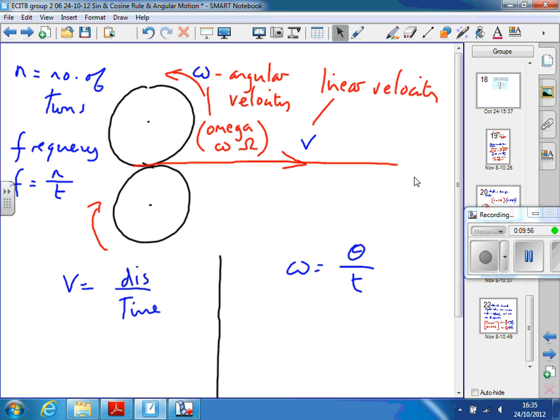Let's define a couple of terms. One is the number of turns of this drum, and that's n. So we're going to let little n represent the number of turns in the roller, and the frequency is just the number of turns divided by time. So if this thing rotates, say, 20 times in 10 seconds, then 20 divided by 10 would give you 2 rotations per second. So the frequency is the number of rotations per second, and we get that by dividing the number of turns by the time that takes. So frequency equals n divided by t.